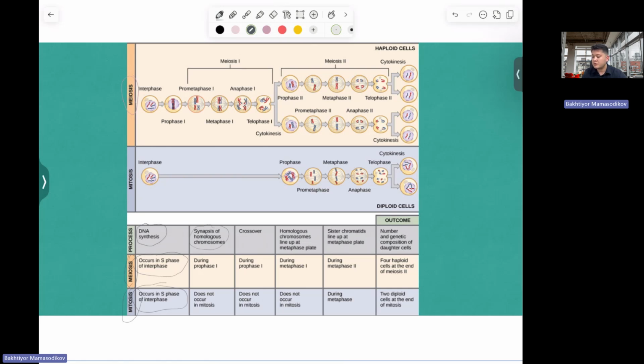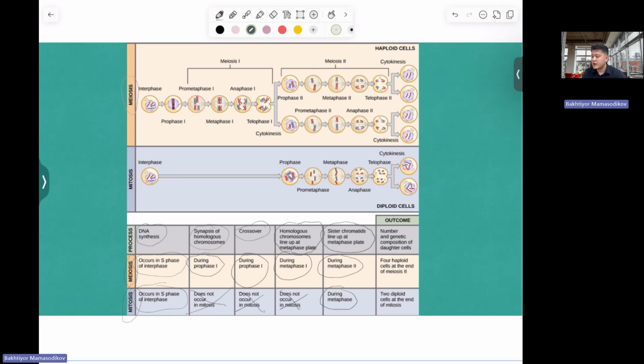Synapsis of homologous chromosomes only happens in meiosis during the prophase. It's not happening in mitosis. Crossing over happens only during prophase I of meiosis, not in mitosis. Homologous chromosomes line up at the metaphase plate only during metaphase I, not in mitosis. Sister chromatids line up at the metaphase plate only during metaphase II of meiosis and during the metaphase of mitosis, okay?